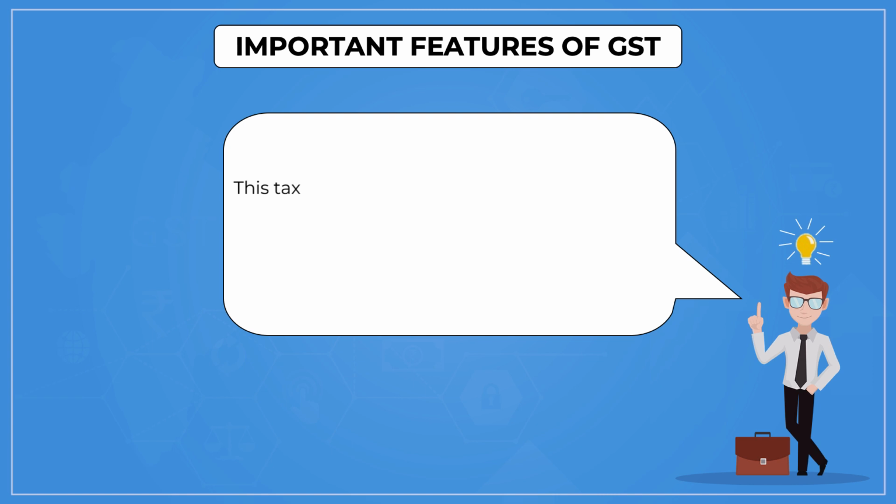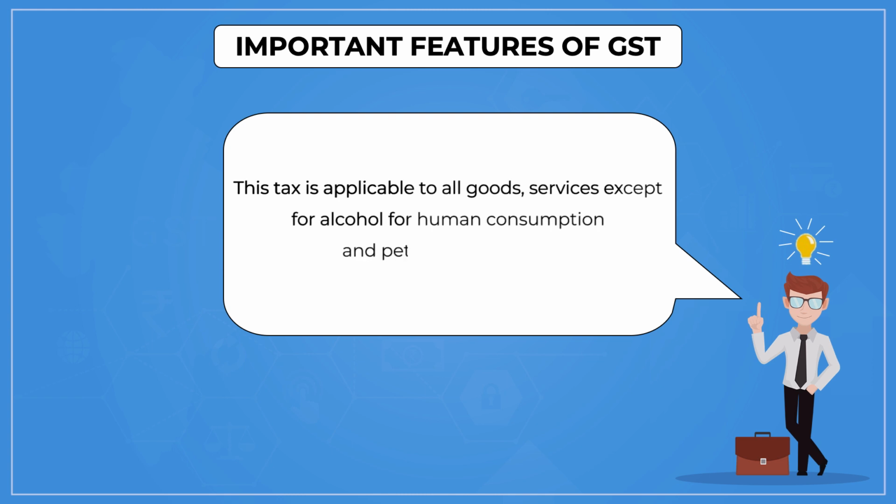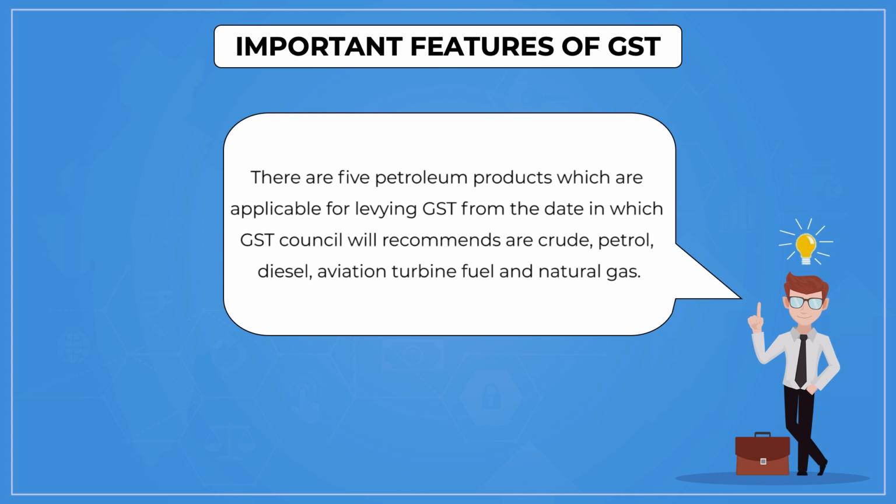This tax is applicable to all goods and services except for alcohol for human consumption and petroleum products. There are 5 petroleum products on which GST will be levied from the date the GST Council recommends: crude, petrol, diesel, aviation turbine fuel and natural gas.